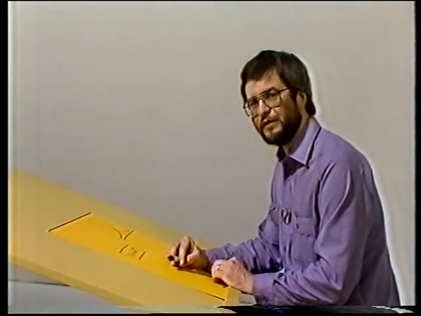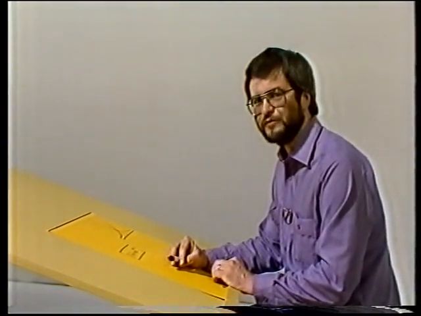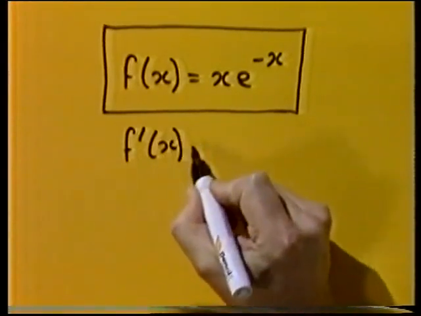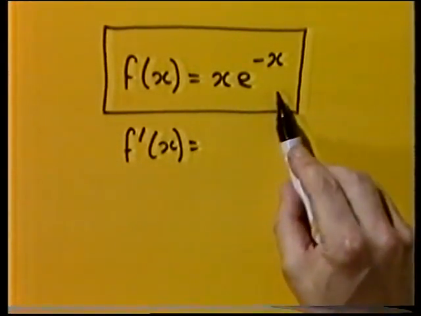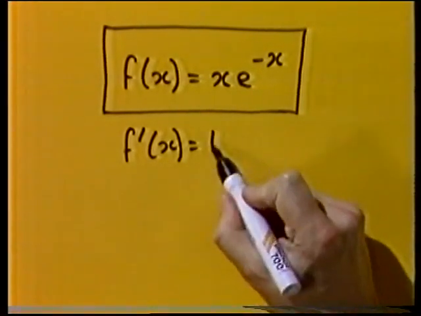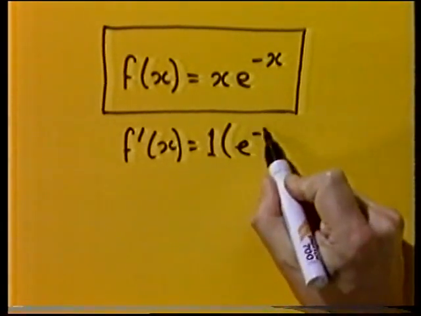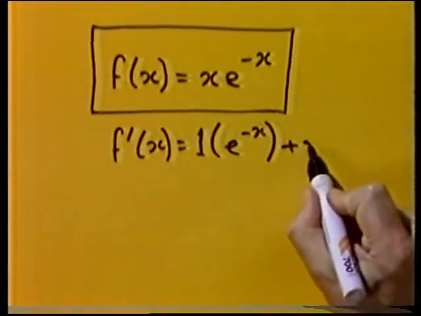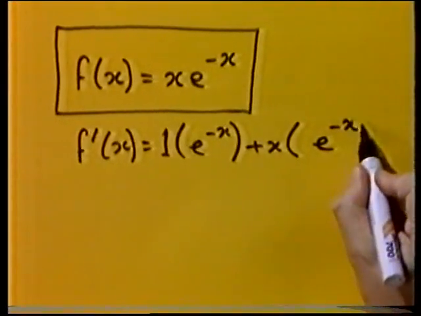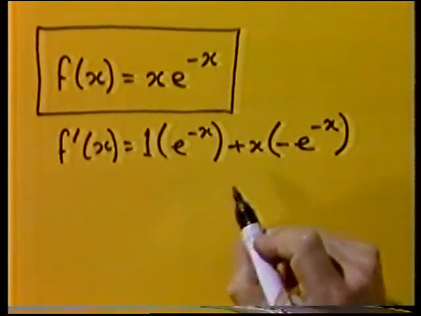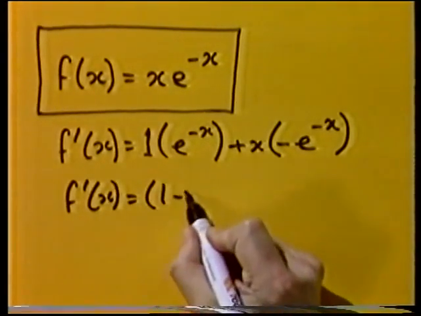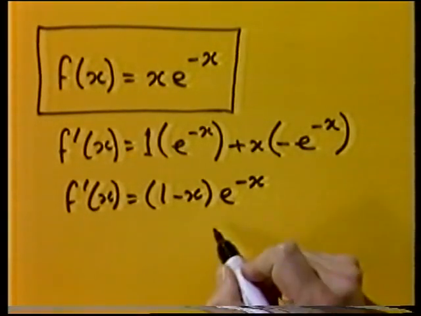Well, that's all I can find out about f of x directly, so now we'll use some calculus. First, let's get f prime of x. x e to the minus x is a product. So f prime of x is the derivative of x, that's 1, times e to the minus x, plus x times the derivative of e to the minus x, which is e to the minus x times minus 1. And tidying that up, I have f prime of x equals (1 minus x) e to the minus x.